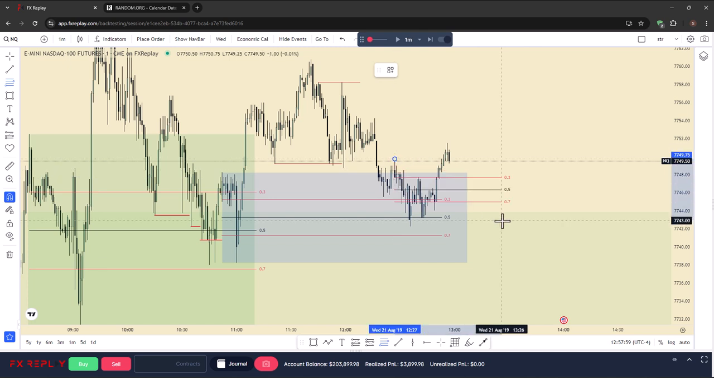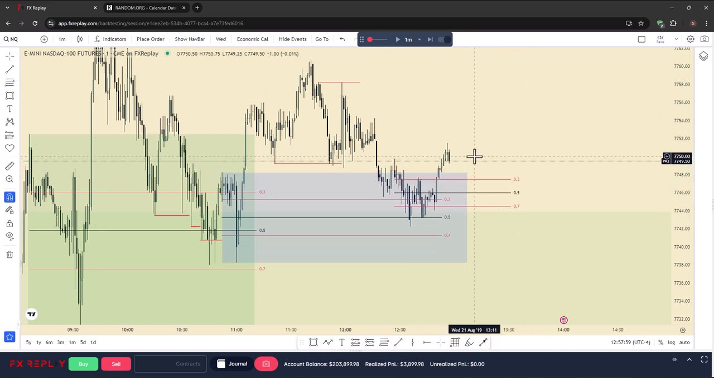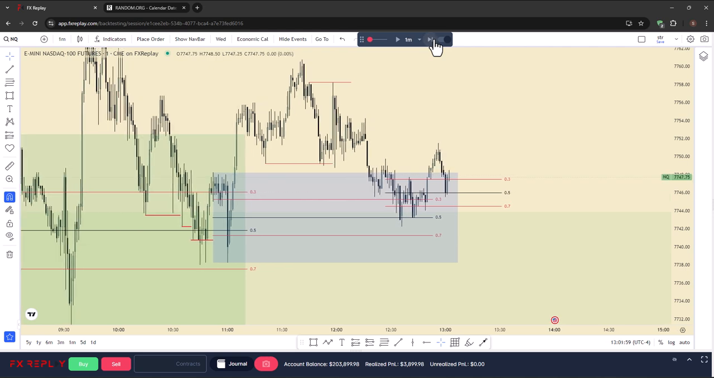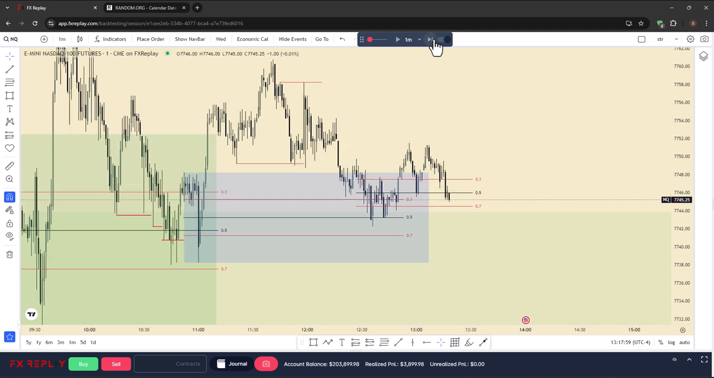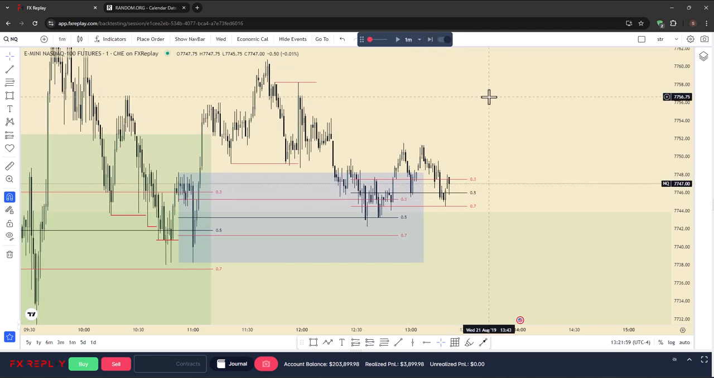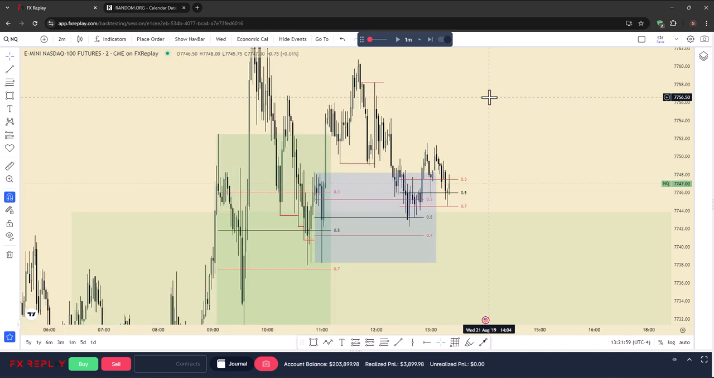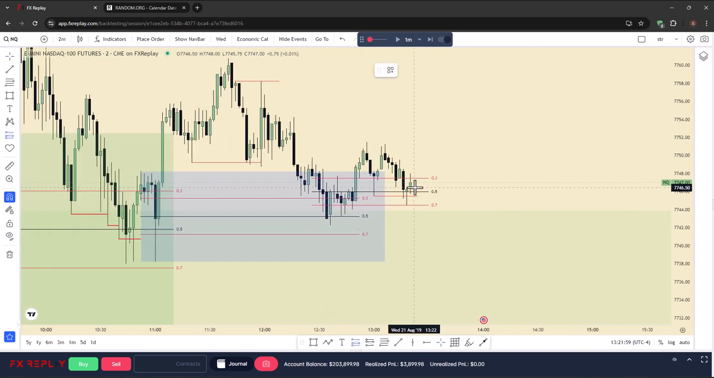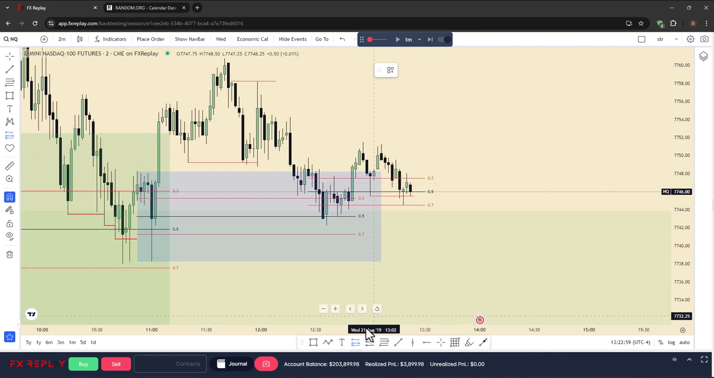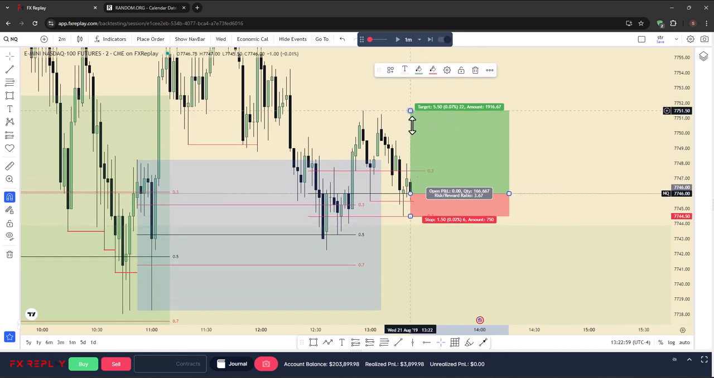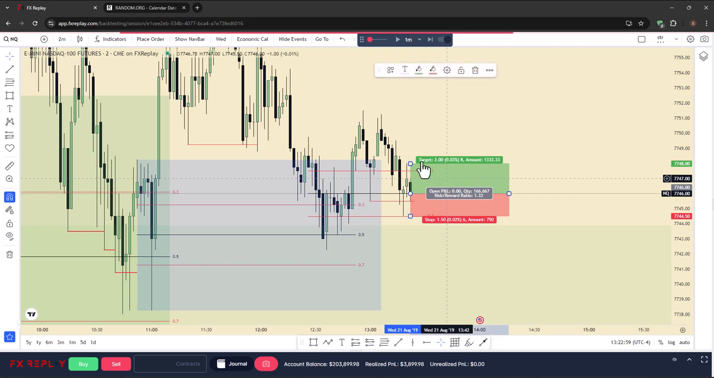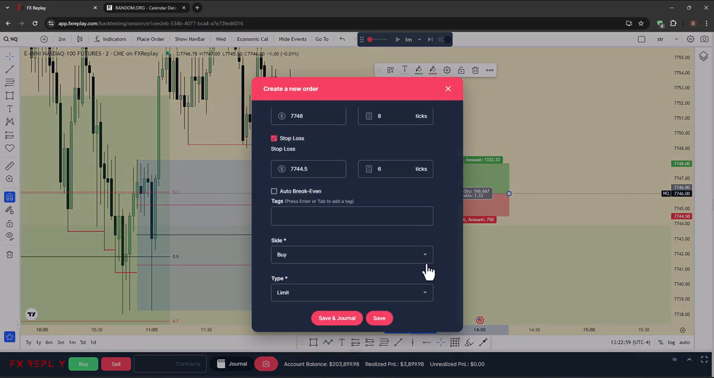Let's see. I hope the chart is not getting messy. Do we have a 2-minute sweep? It looks like we have a 2-minute sweep, right? And let's see if we're going to close above it. Yes, we closed above it. So I'm going to take my entry from here, direct market entry, and let's target 1.3R. And let's see.